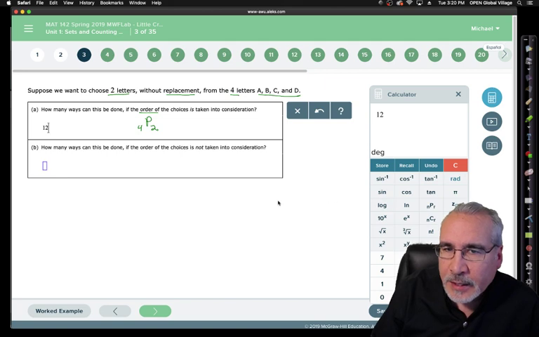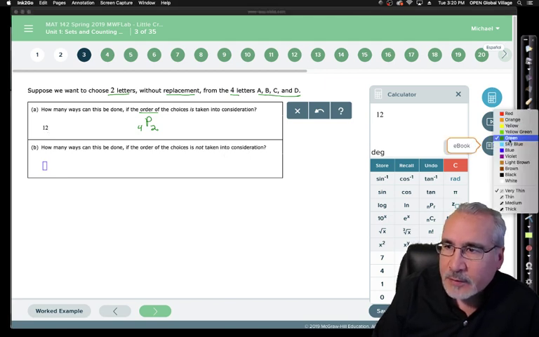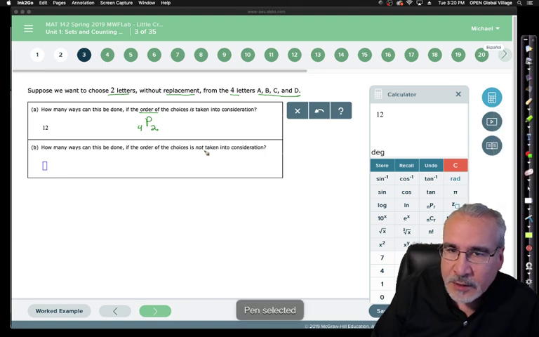Okay, let's go ahead and do the same thing with this. How many ways can it be done if the order of choices is not taken into consideration? Well, that one is a combination. When order is not important, that's going to be C. So we have the same thing. We're still choosing from the 4. We're still going to choose 2 of them, but the order is now not important.